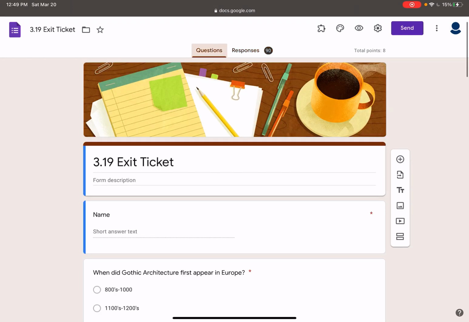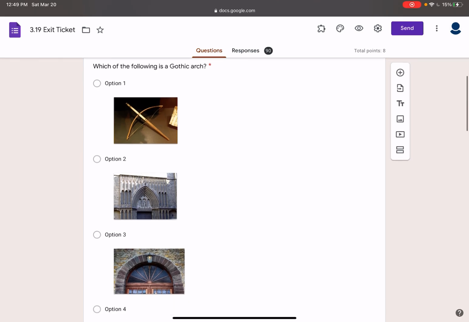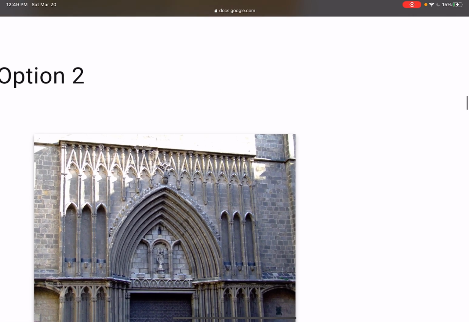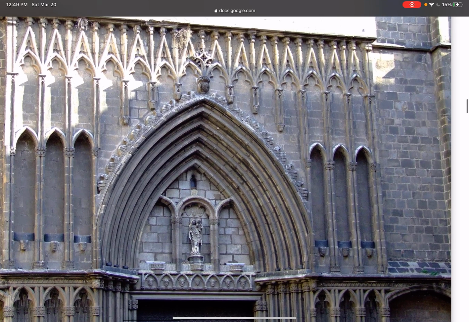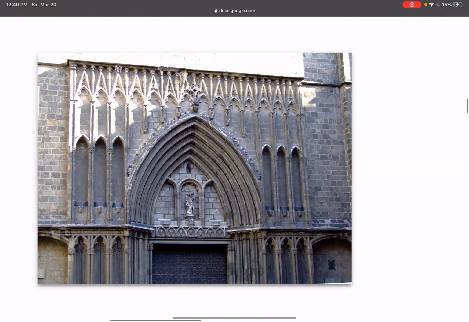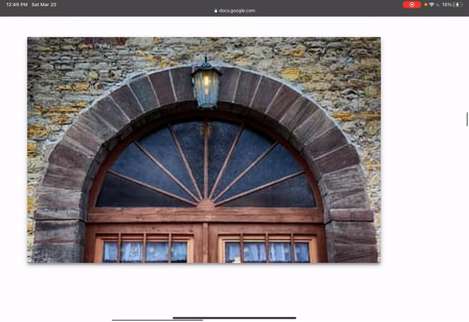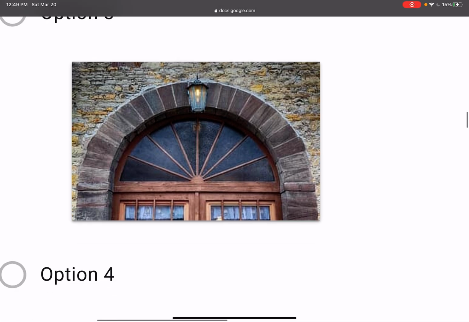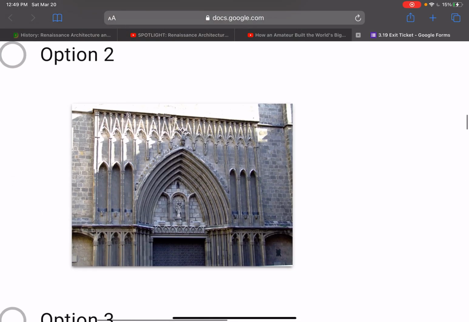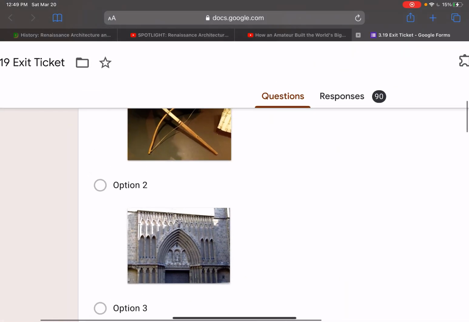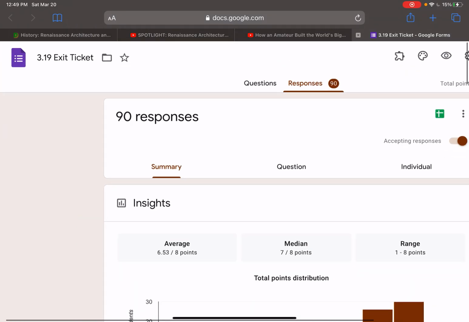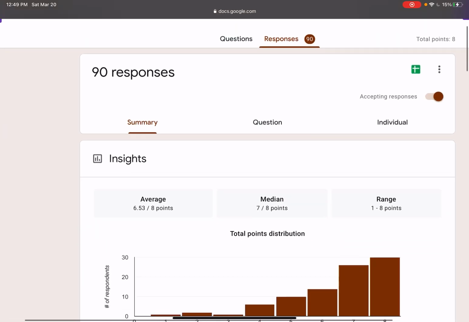Which of the following is a Gothic arch? Let's look at the picture. The telltale sign of the Gothic arch is that it's a pointed arch. You see how this arch looks like a pointed arch. This one is a rounded arch. This is an ancient Roman arch. So the Gothic is this one. We're going to go over that in a second. By the way, only 90 students took the exit ticket, which is concerning.